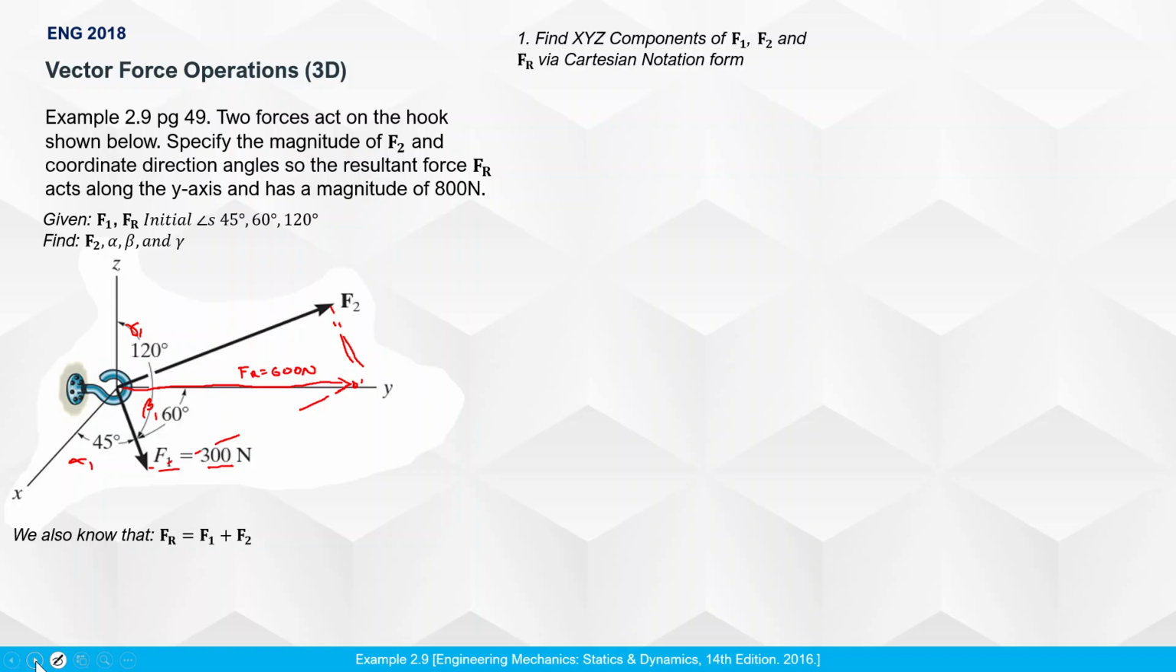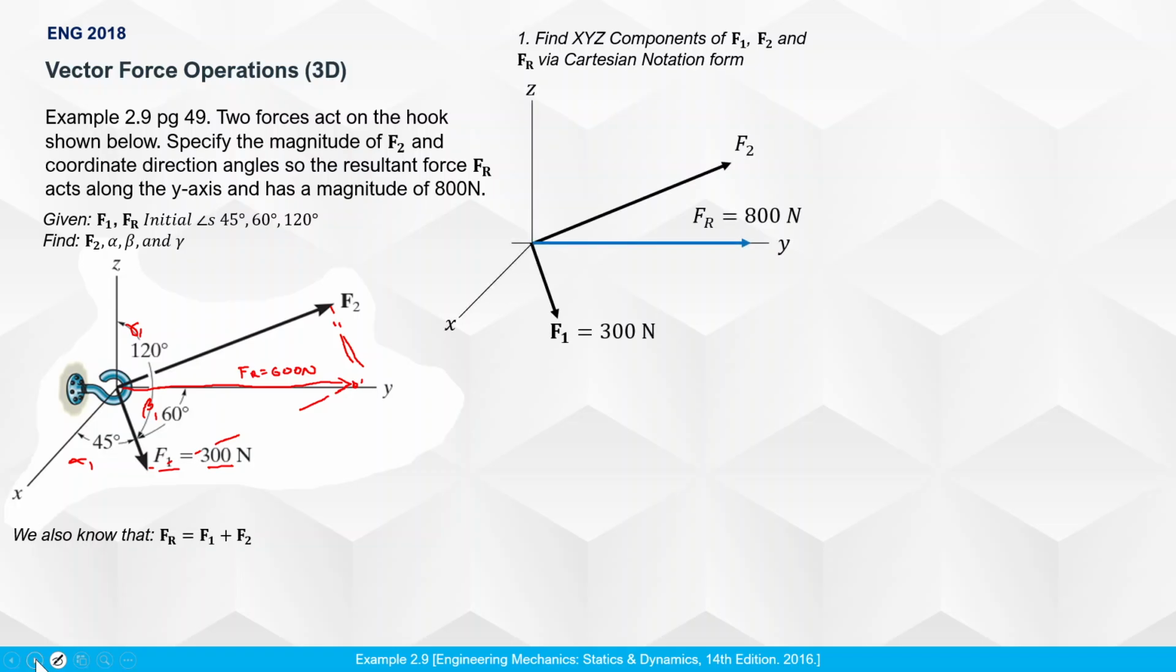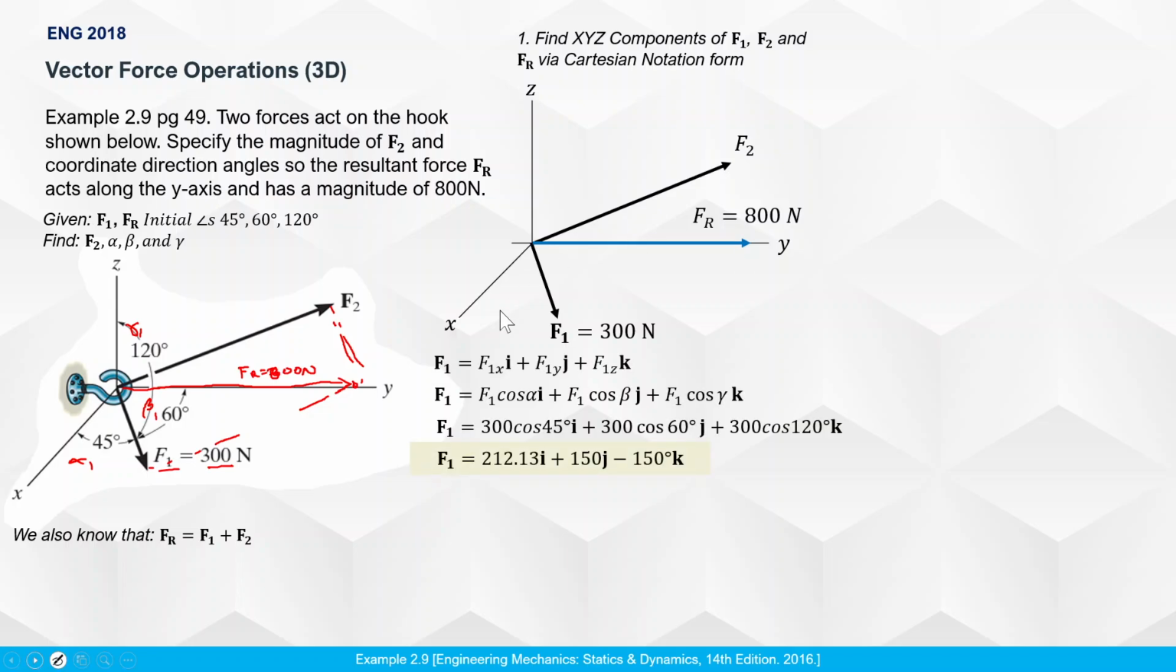So, find x, y, z components of F1, F2, and Fr via Cartesian notation. So, we reflect it just like so. So, meron tayong 300 dito. Ay, 600 tuloy. We have 800 newtons yan. There we go. Then from here, we can get kaagad yung Cartesian vector notation ng F1. So in formula, force vector F1 is simply F1x times i, F1y times j, F1z times k.